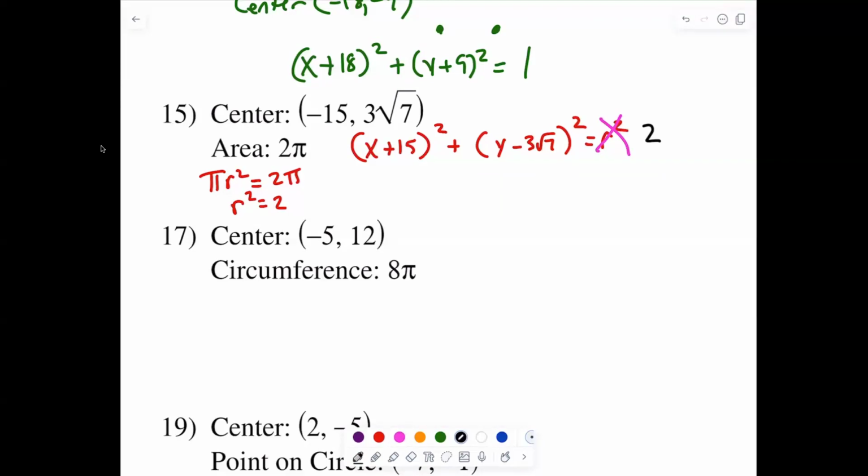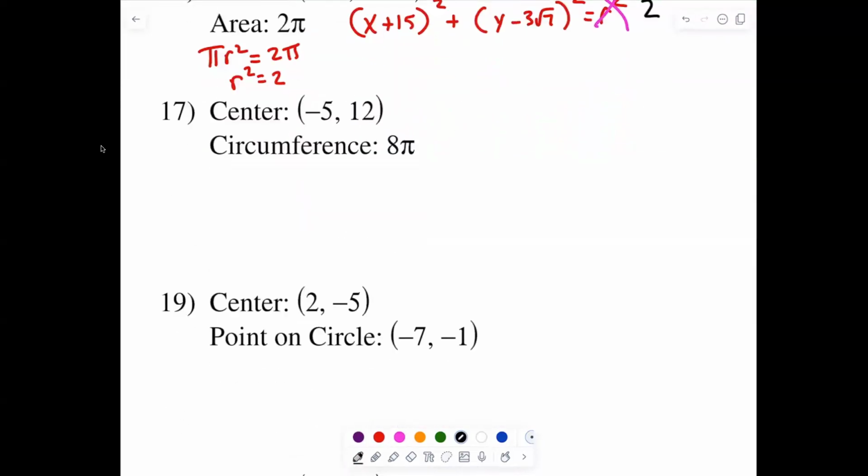All right, so here we go with 17. Come on, write the first part. Go. Come on. X plus 5 squared, plus Y minus 12 squared equals R squared. And then they give us the circumference. Circumference is equal to 2 pi R. Therefore, the radius must have been what? 4. The radius is 4.